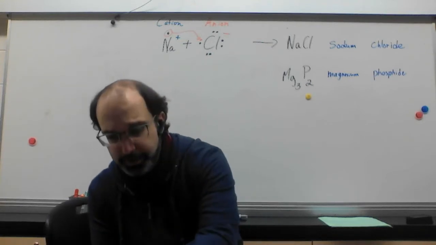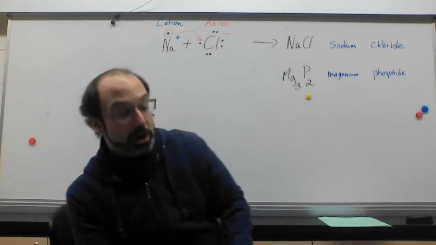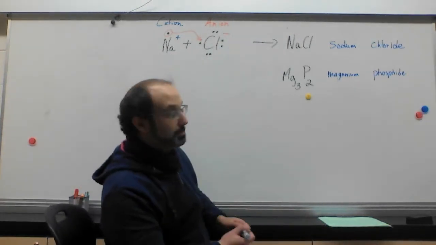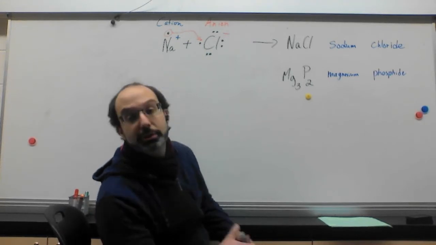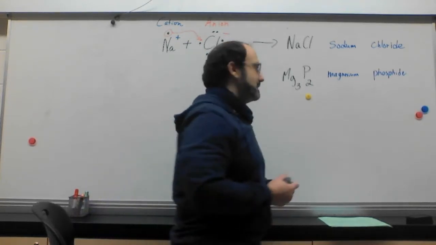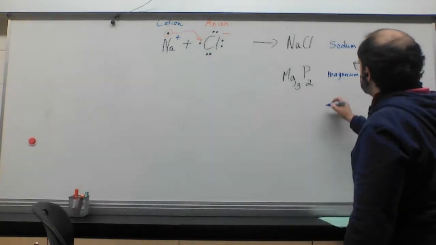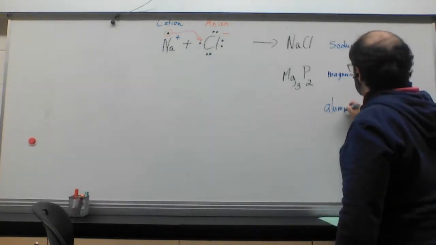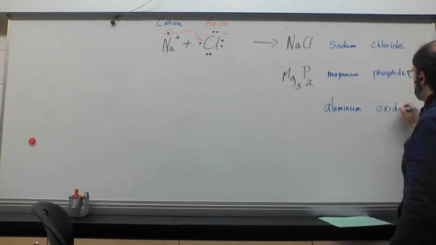All right, let's try some others. We're going to be going backwards now. So rather than talk about a formula and we're going to make a word out of it, I'm going to give you a word and you're going to make the formula. So let's take a look here. Let's try one. Let's try aluminum oxide.